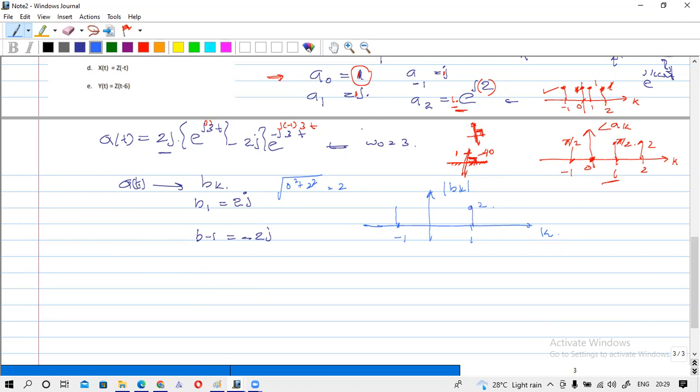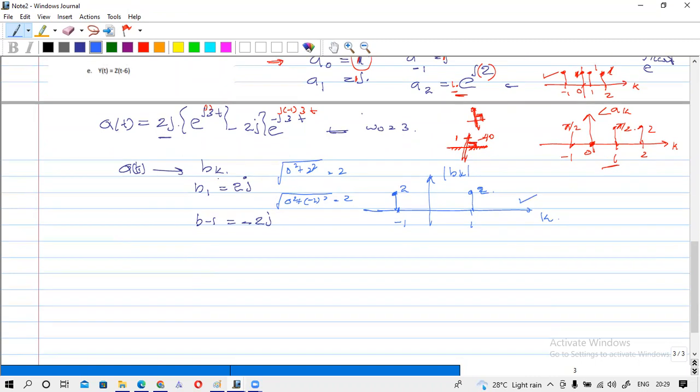And for minus 1 you can see that it is also the square root of 0 squared plus minus 2 squared. Again it will be 2. So for k equal to minus 1 also, the magnitude of this coefficient is 2. So this is the magnitude plot for these coefficients.